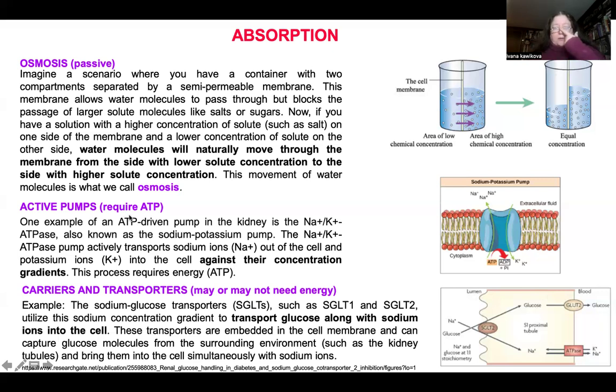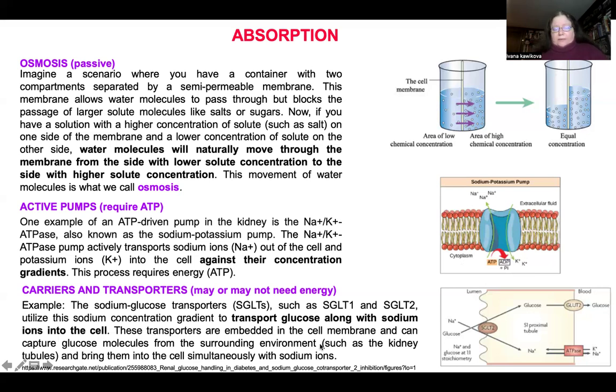The other process that is ongoing during absorption in the tubules is active pumping. Here is an example of the sodium-potassium pump, where the electrolytes are moved from the environment with lower to higher concentration, meaning against the concentration gradient. And that is possible only with the delivery of energy in the form of ATP.